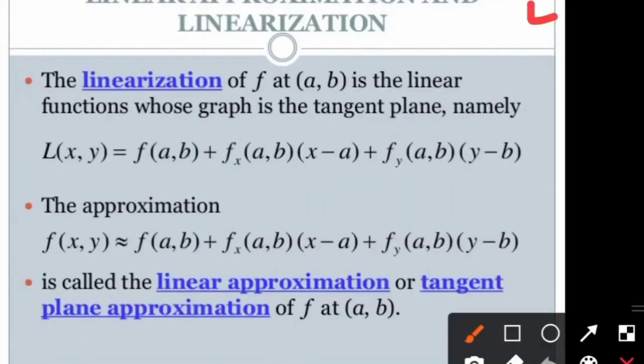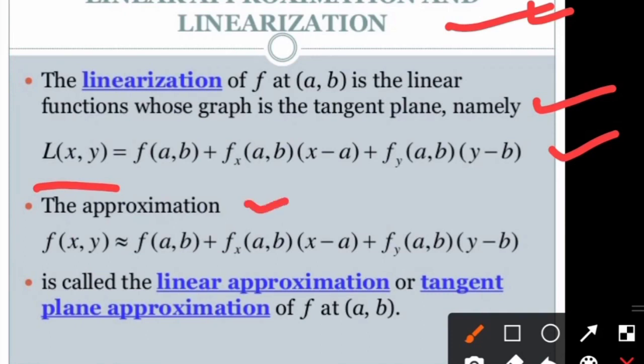Next one is linear approximation and linearization. So here the linearization of f at a comma b is a linear function whose graph is the tangent plane, namely L of x comma y is equal to f of a comma b plus fx of a comma b into x minus a plus fy of a comma b into y minus b.